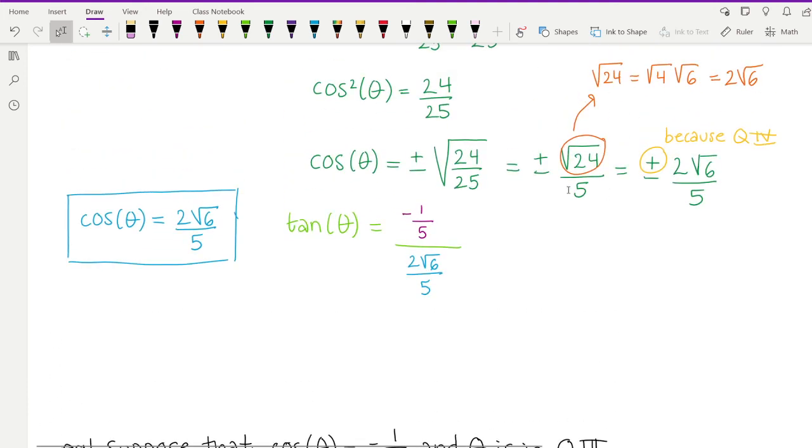So now we can simplify this. Remember that when we have the same denominator, those numbers cancel out. And so we're left with -1 over 2 root 6. And then we can rationalize the denominator. We can do that by multiplying this by square root of 6 over square root of 6. So if we do that, we're going to end up with negative square root of 6 divided by 12, because square root of 6 times square root of 6 is 6, and so we'll have 2 times 6, which is 12. And so that is our answer for tangent.